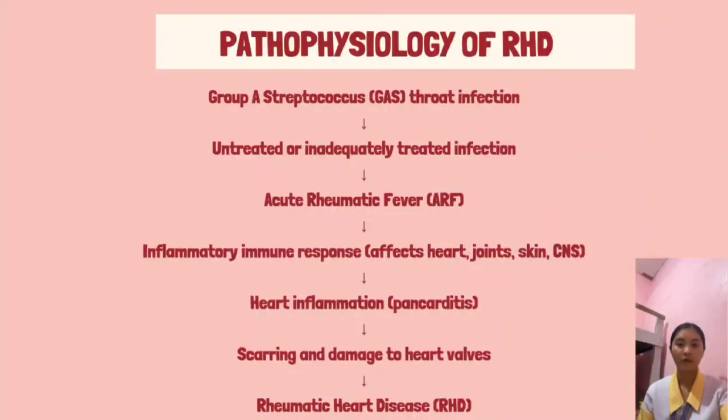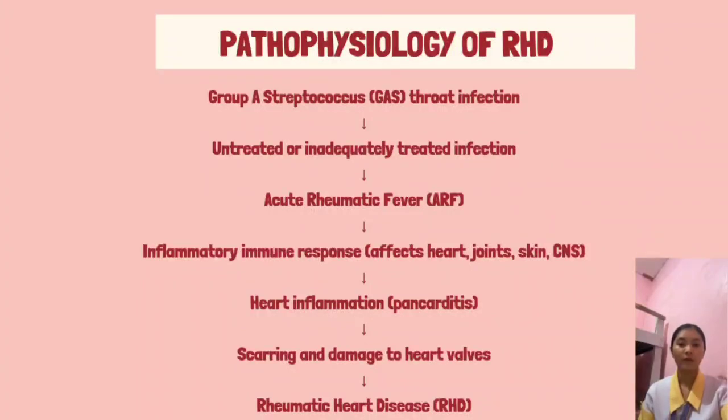Then we have heart inflammation or pancarditis. So the inflammation in acute rheumatic fever often targets the heart, leading to pancarditis. So this includes endocarditis, myocarditis, and pericarditis. So endocarditis is the inflammation of the inner lining of the heart and valves, causing valve dysfunction. Then myocarditis is the inflammation of the heart muscle, which can weaken the heart's ability to pump blood. Then for pericarditis, inflammation of the outer lining of the heart, causing chest pain and fluid buildup around the heart.